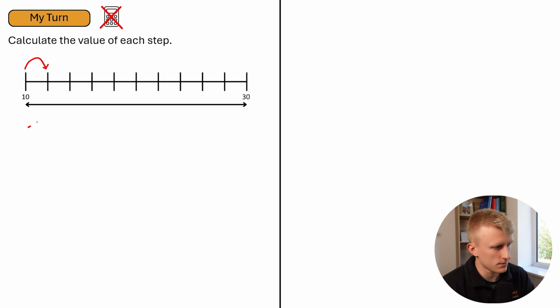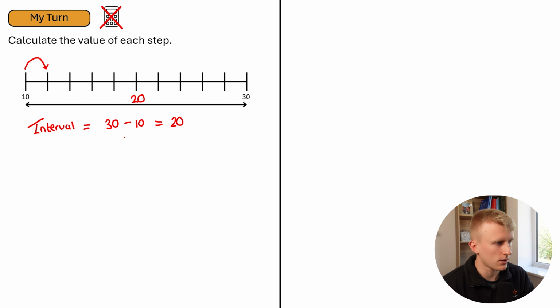Well, let's work out the interval size. So we're going to say that the interval is the difference between our end and starting point. So that would be 30 subtract 10, which is equal to 20. So our interval size is 20. We then want to divide that into how many equal steps there are.